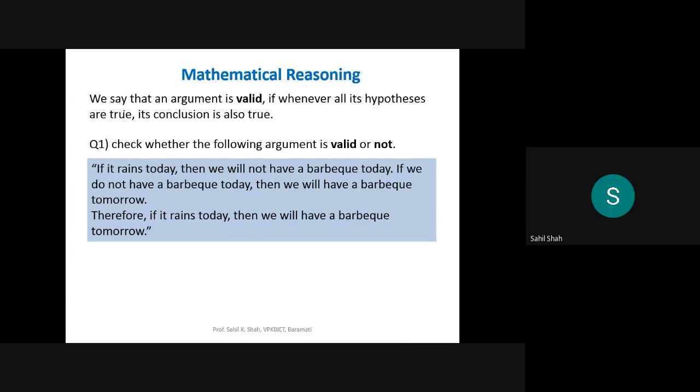Again a practice. Whenever all its hypotheses are true, if its conclusion is also true, then only we say an argument is valid. Check whether the following argument is valid or not. If it rains today, then we will not have a barbecue today. If we do not have it today, then we are going to have it tomorrow. Therefore, if it rains today, then we will have a barbecue tomorrow. My question is, can you relate this with any of the existing laws and tell me whether this statement is valid or not?